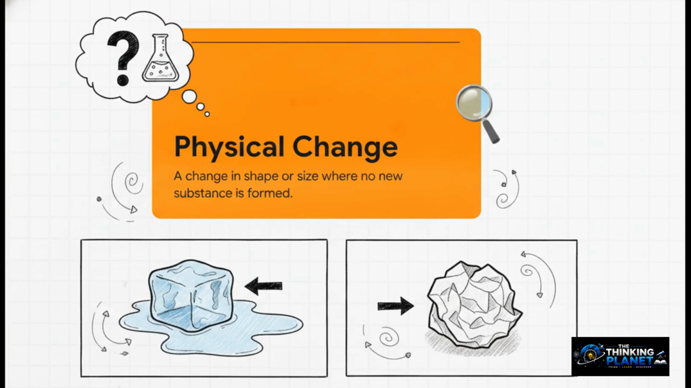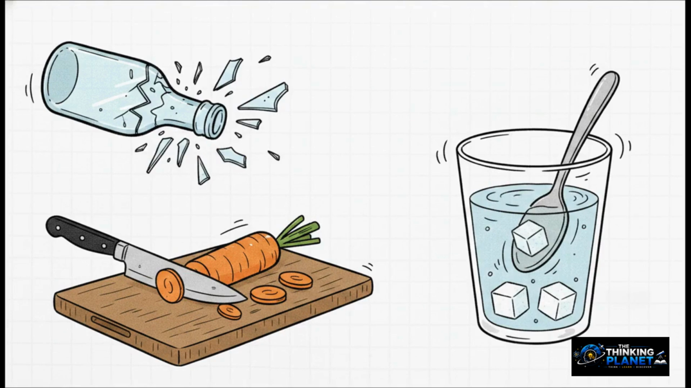A physical change is a change where an object alters its shape and size, but importantly, it does not form any new substance. The material might look entirely different to your eyes, sure, but its core chemical identity remains exactly the same. And this brilliantly illustrates exactly what we mean. Let's apply our golden question to these real-life examples.